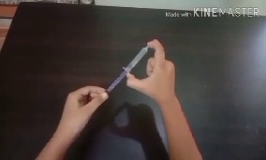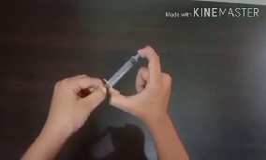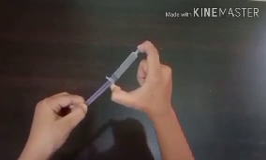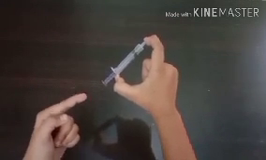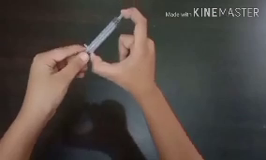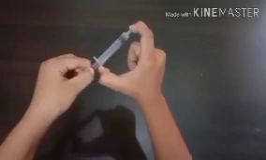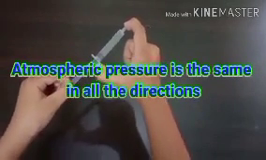Comparatively, the pressure of the outside air is very high. That is why when the pulled out piston is released, it is immediately pushed in. If this experiment is repeated, holding the syringe in different positions like vertical, horizontal or inclined, the piston is found to go into the same extent in all the cases. From this, we can infer that atmospheric pressure is the same in all the directions.